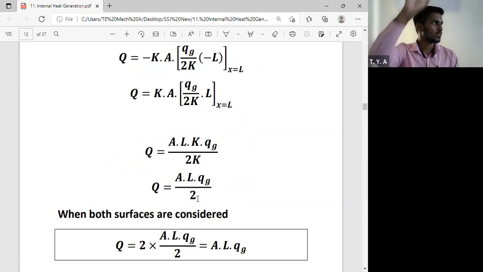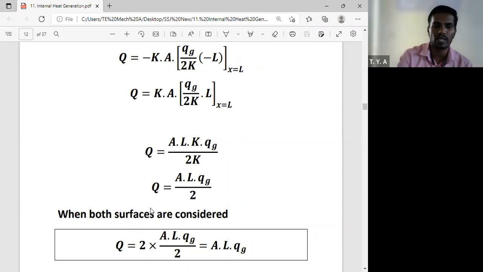ओके, सो दिस मच अमाउंट ऑफ हीट इज ट्रान्सफर्ड टुवर्ड्स द राइट सरफेस and this much amount of heat is transferred to the left surface. So we have to take the addition of that two values or we have to multiply by the 2. दोन न मल्टिप्लाय करा किंवा दोन्हीचे ऍडिशन करा, we get the टोटल हीट ट्रान्सफर.